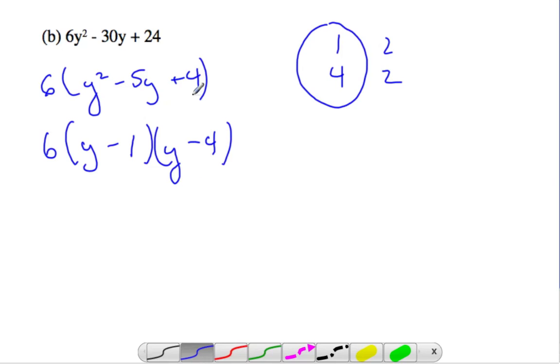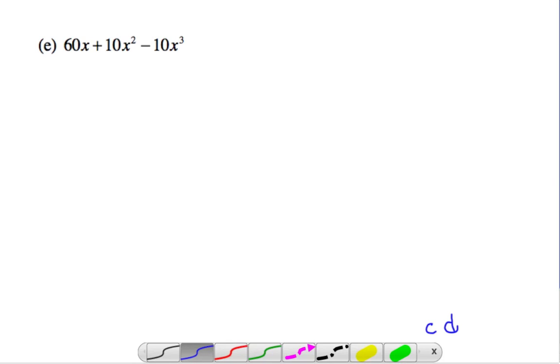Think those through carefully. Okay, we're going to let you go ahead and do C and D yourselves, I think. So try and do those ones, and then pause and come back for us for E.